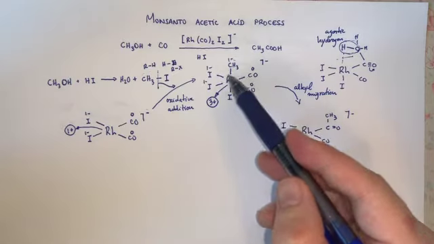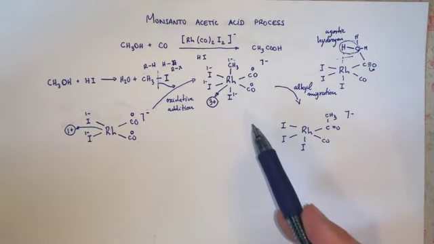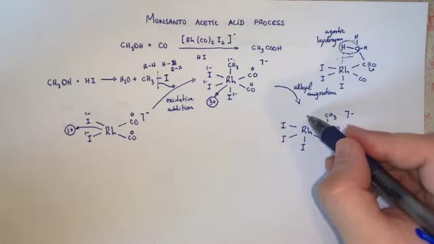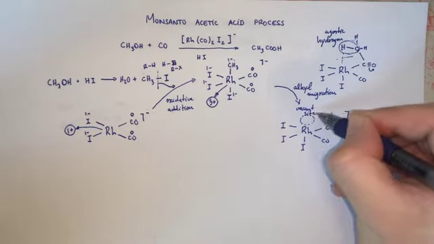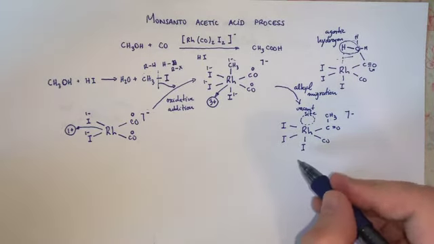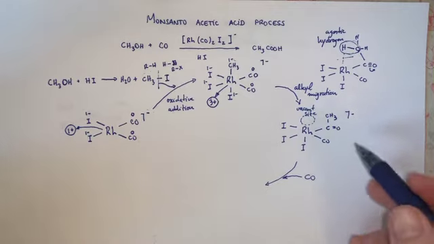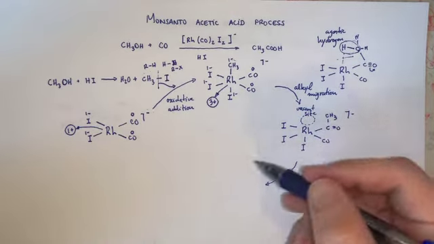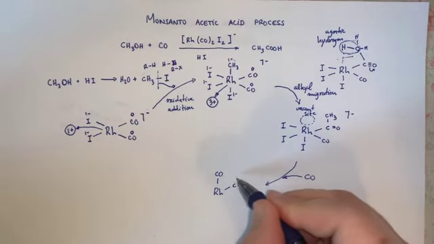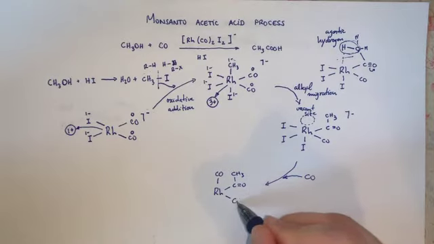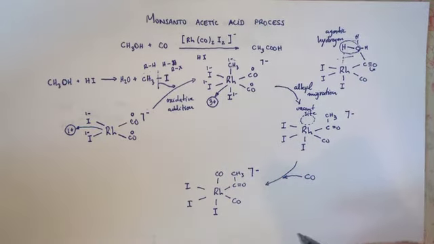And again, every time you have an alkyl group or a hydrogen group here, it's possible to migrate to the neighbor. Now that the migration occurred, we have a vacant site, and the next step in the cycle is the reaction with carbon monoxide. The carbon monoxide will coordinate to the vacant site that we just produced. We have here CO, COCH3, CO, and three iodide ligands, and here 1- again.